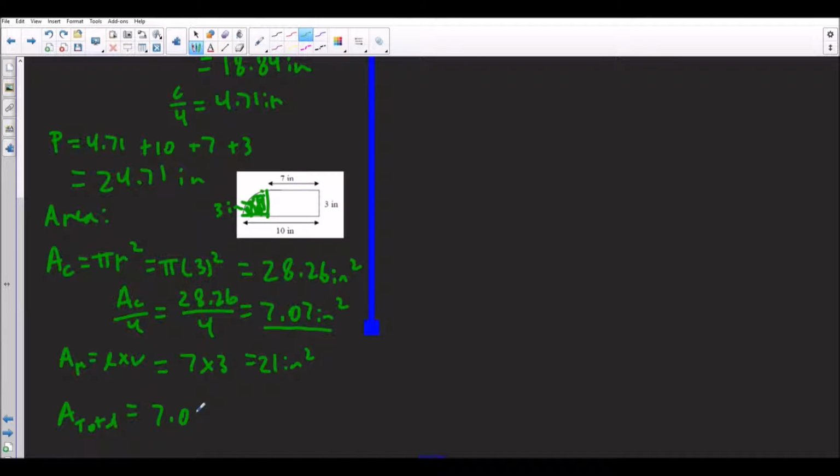So 7.07 plus 21 is going to be equal to 28.07. And that would just round to 28 inches squared because we started out with two significant figures. So our total area is 28 inches squared, and our total perimeter was 24.21 inches. And that's how you do that. You just split them into different shapes, and then you figure out what each individual shape is.